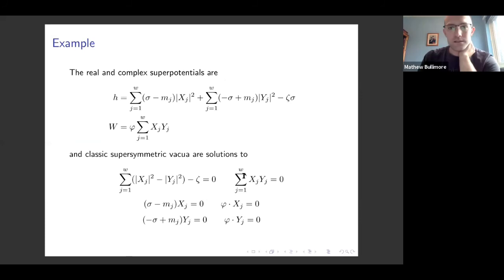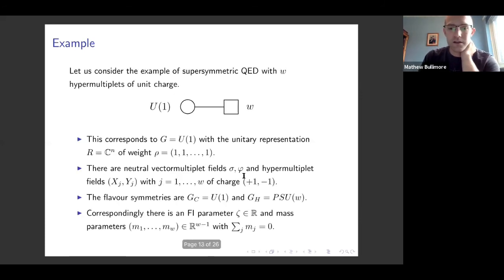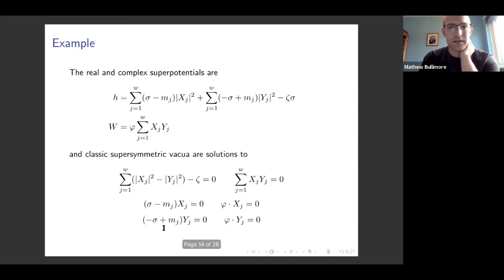Okay, good. So let's continue with this example. For super QED, there was one FI parameter and a bunch of masses. So the two superpotentials look like the following. This is just writing out the definitions. And of course, you can see here, if you take the critical points of these functions, you'll reproduce the equations for the classical vacua, which take this form.